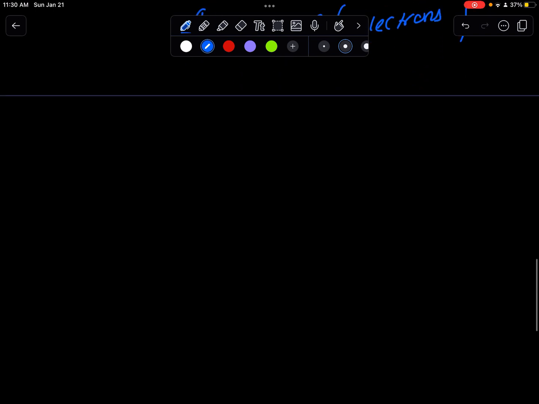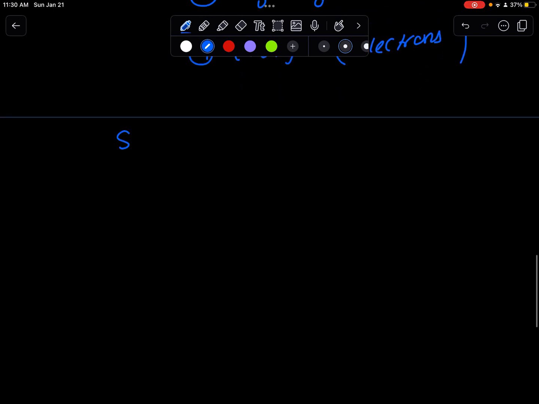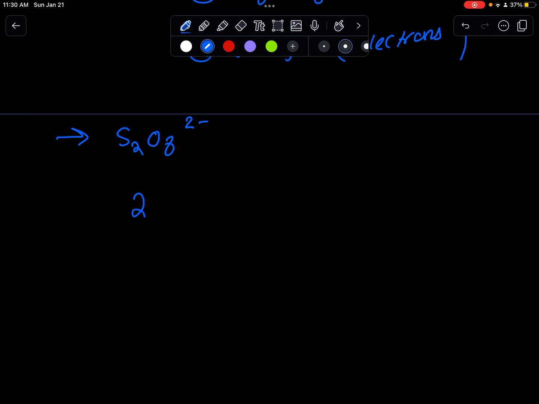Let's try an example of calculating oxidation states. What's the oxidation state of sulfur in this? Pause the video and see if you can figure out the answer. So, let's start with our method. We have S2O8, and there's a charge of 2- here. We're going to put the oxidation state of sulfur as 2x. Now remember I said oxygen always has an oxidation state of -2, except in a peroxide. So we're going to put 2x minus 16 here, because there are 8 oxygens, and that's going to equal the total charge, which is -2.